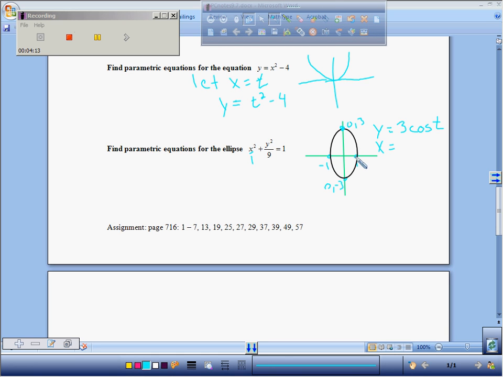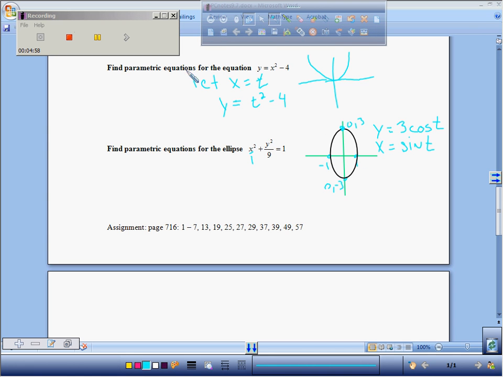Sine of 90 degrees would be 1, right? And the sine of 0 degrees, or 0 radians, is 0. So if I let x equal sine of t, then I am guessing that this number will start at 3, and since the cosine of 90, or pi over 2, is 0, then this number will go to 0, which it's supposed to.